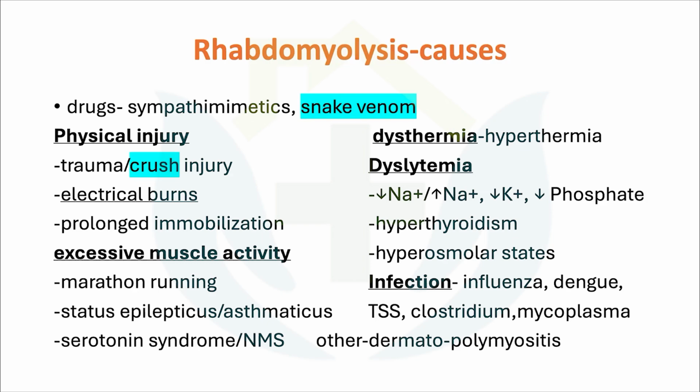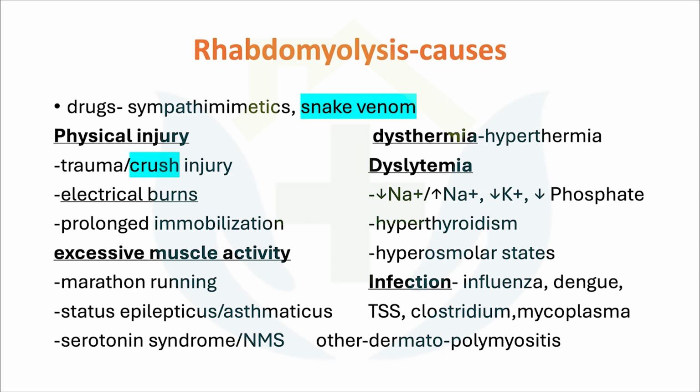Electric burns are another important thing to consider. Electric burns can be deceptive. Their depth is not easily gauged just by looking at the wound marks, and they can cause severe damage to the heart as well as the skeletal muscles. So electric burns are a very common cause. In the ICU, prolonged immobilization can sometimes cause muscle damage, muscle lysis.